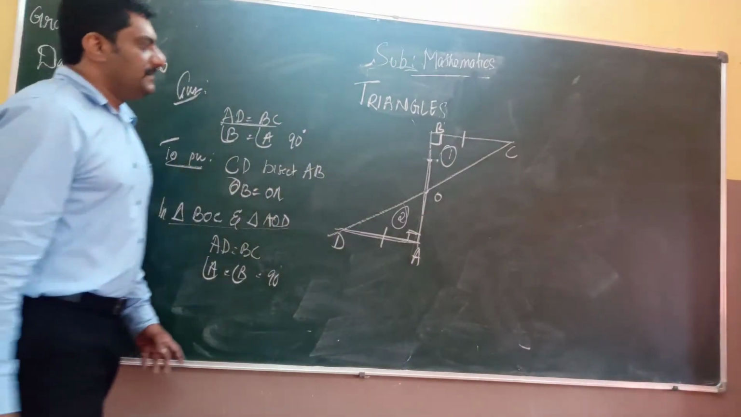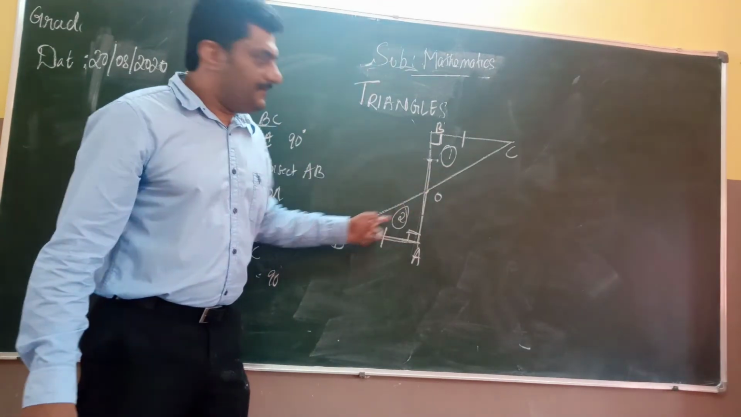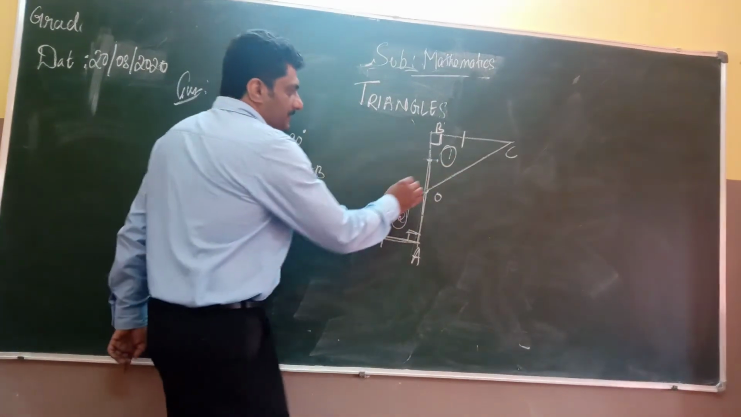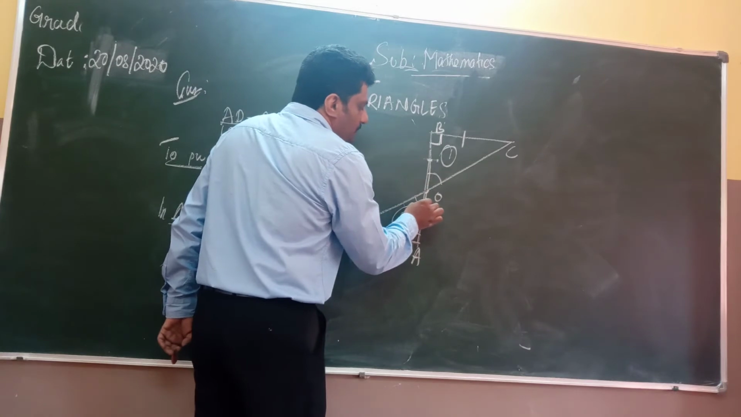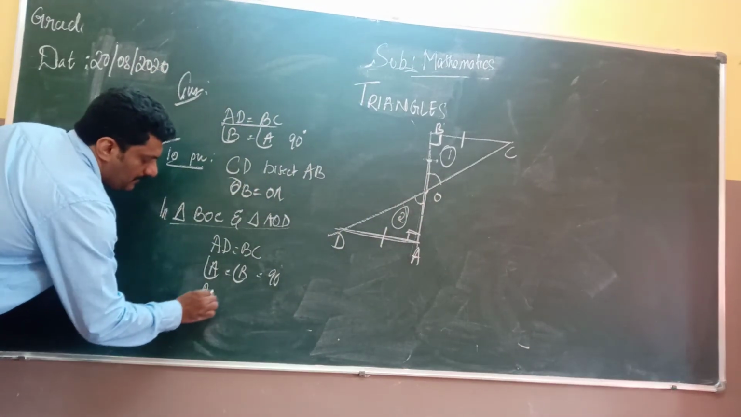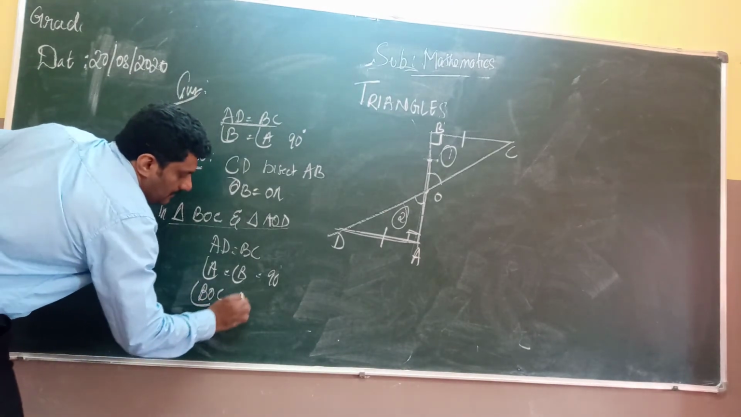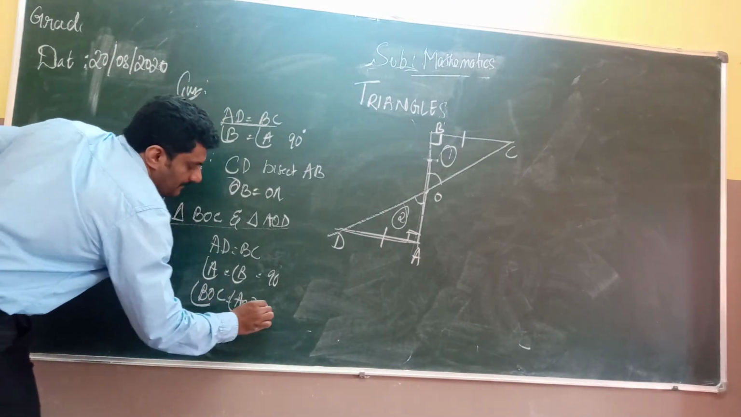Next one, see, this is one line, this is one line. Whenever there is an intersection, we get vertically opposite angles. So can I write angle BOC is equal to angle AOD? Why?